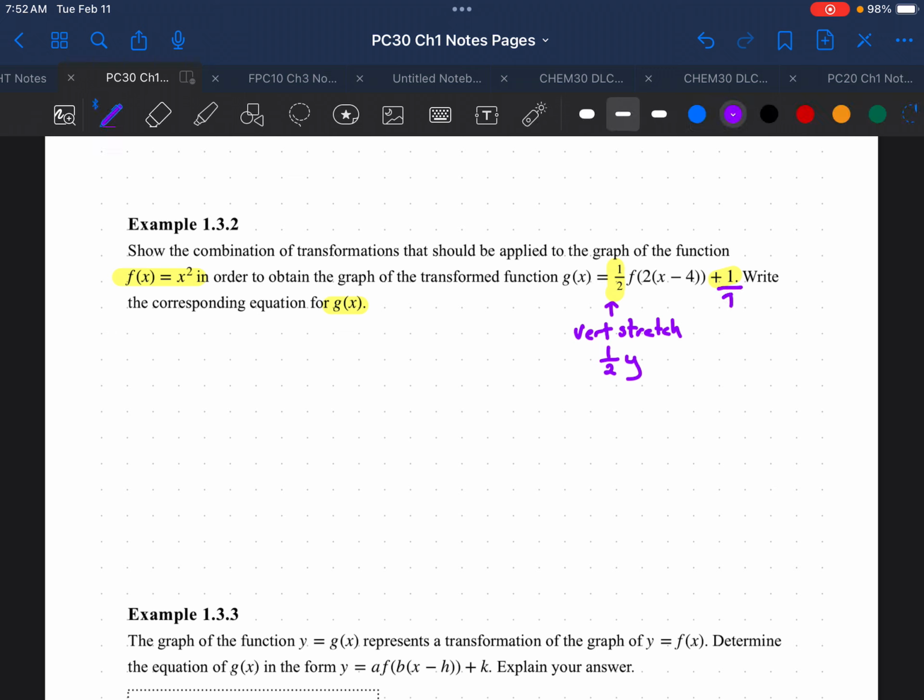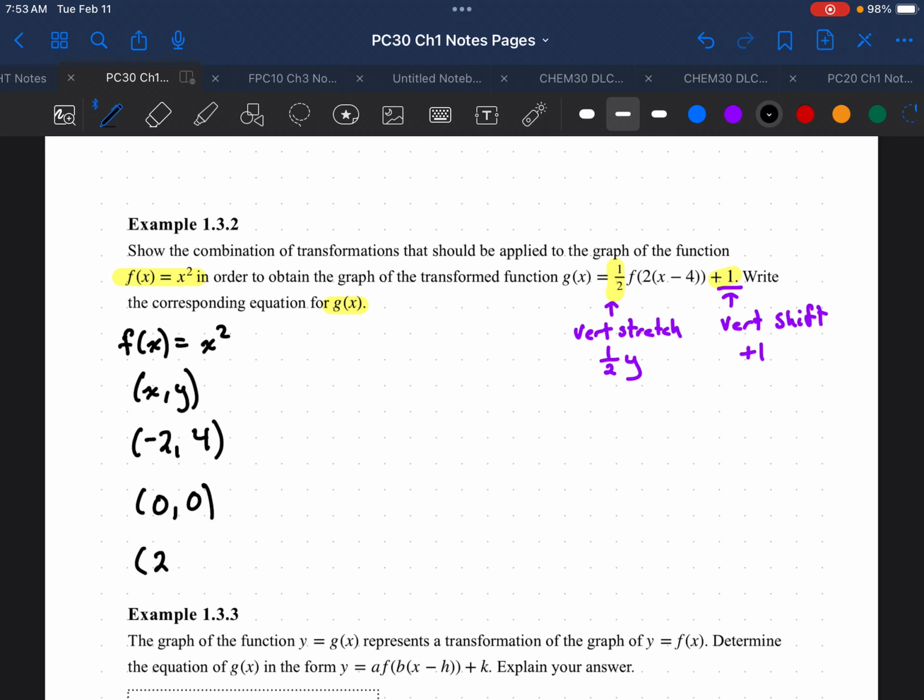This +1 here, this is a vertical shift. And because the vertical shift is not attached to the y value here, we do what it says. We're going to do +1 to our y values. Okay, so over here, if we start with f of x is equal to x squared, that is going to be an x and a y. That's going to give us our points, x and y. We can list some key points. I'm just going to list a couple of them: -2, 4, 0, 0. Here's 3 of them. This is a parabola.